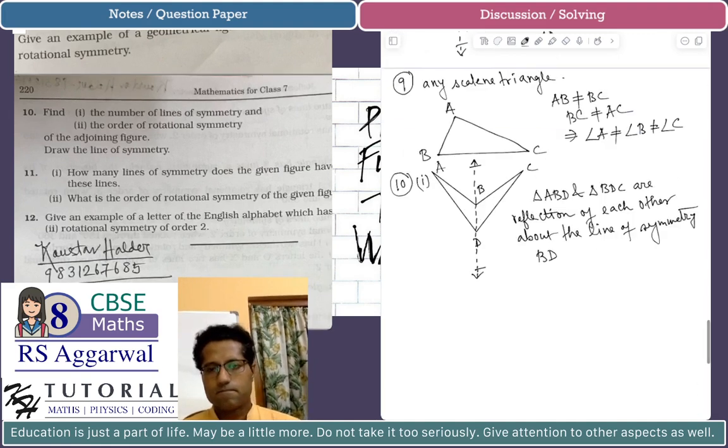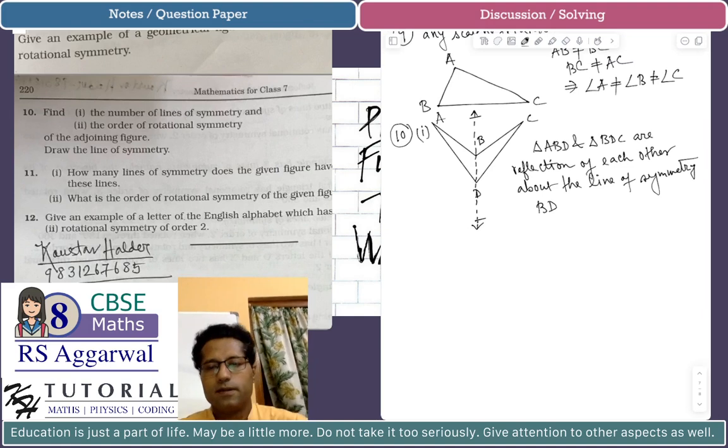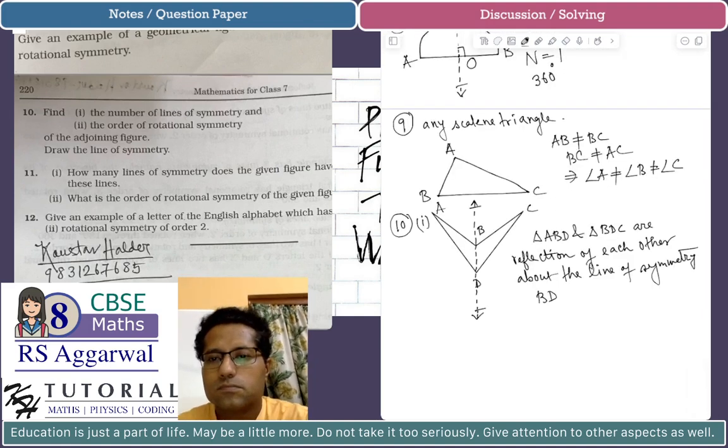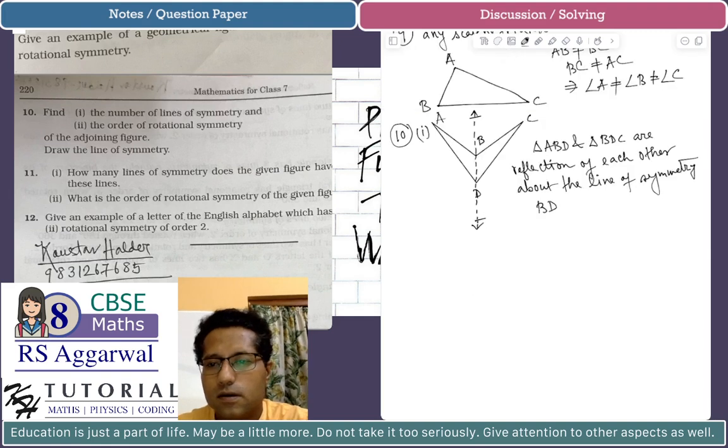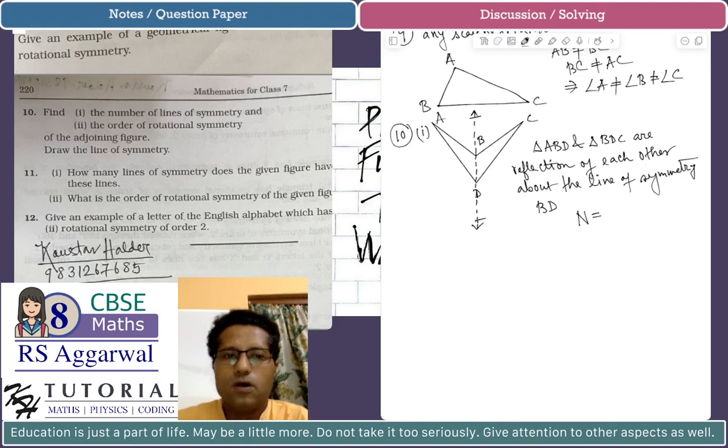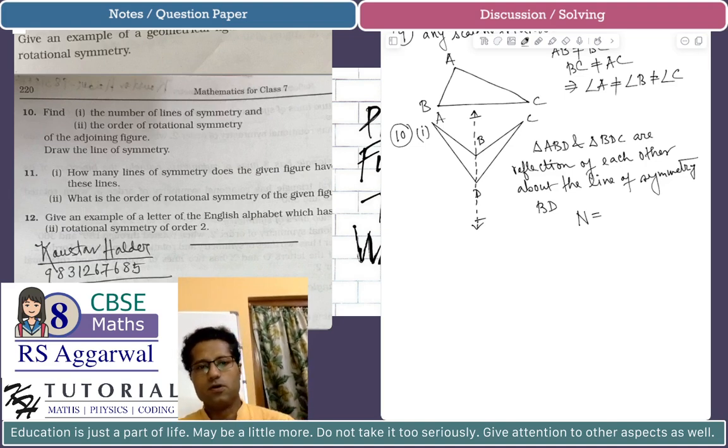Now, if we rotate, no, I think n for this will be the order of rotational symmetry.